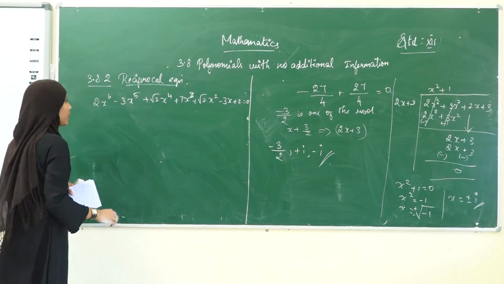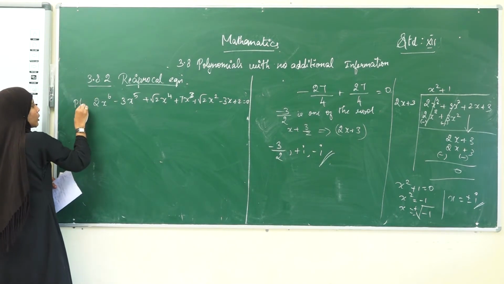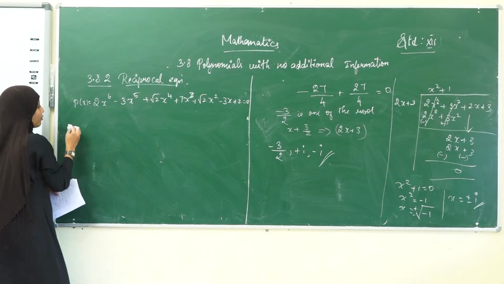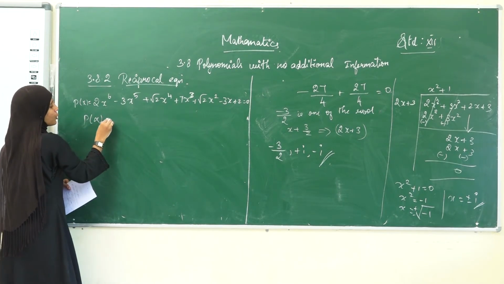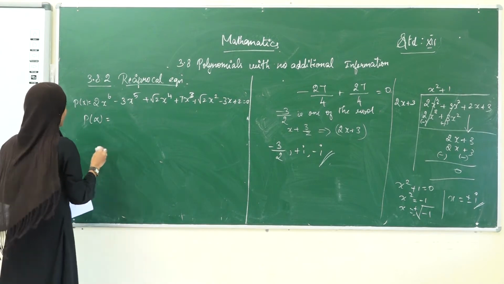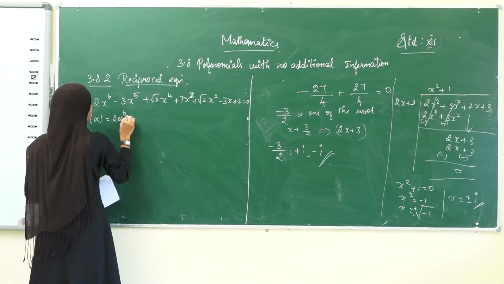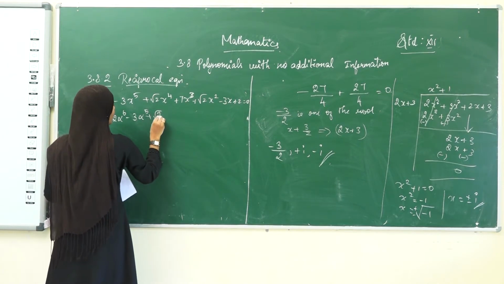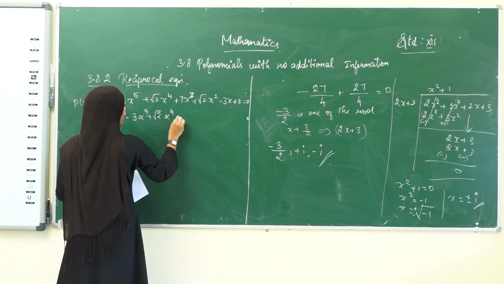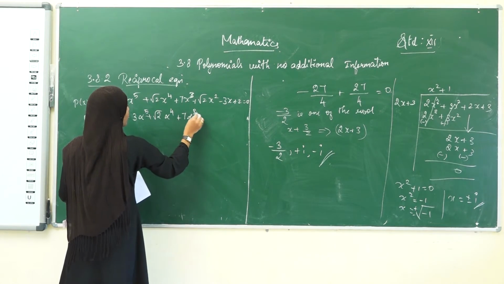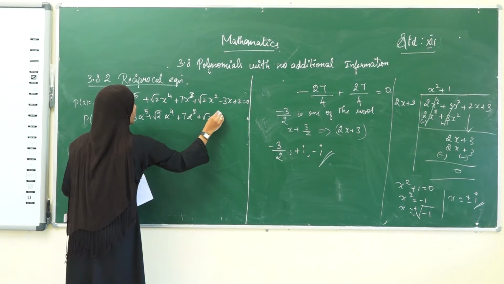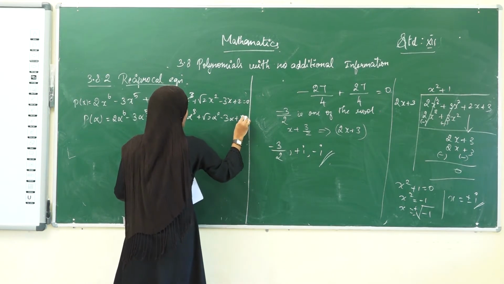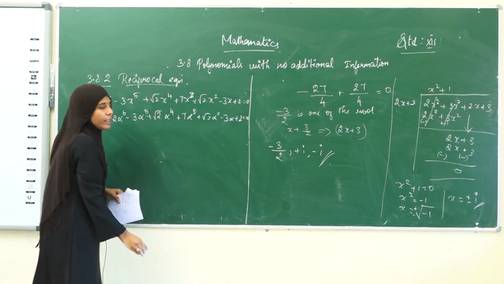Suppose for this polynomial equation, let this be p of x. For this polynomial equation, if alpha is one of its roots, then when we substitute alpha instead of x, we get the value 0, right? 2 alpha power 6 minus 3 alpha power 5 plus root 2 alpha power 4 plus 7 alpha cube plus root 2 alpha square minus 3 alpha plus 2 should be equal to 0 because alpha is the root.